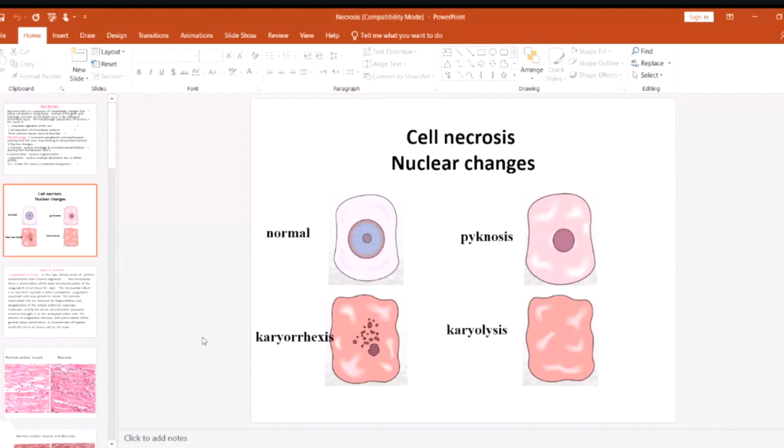Let's see. So these are the morphological changes that we will see in a cell in necrosis. This is the normal cell. This is the nucleus and this is the cytoplasm. This is normal. Here, what is the most prominent change in the cytoplasm compared to this? What happened to the cytoplasm? Increase of the cytoplasm or more pink.